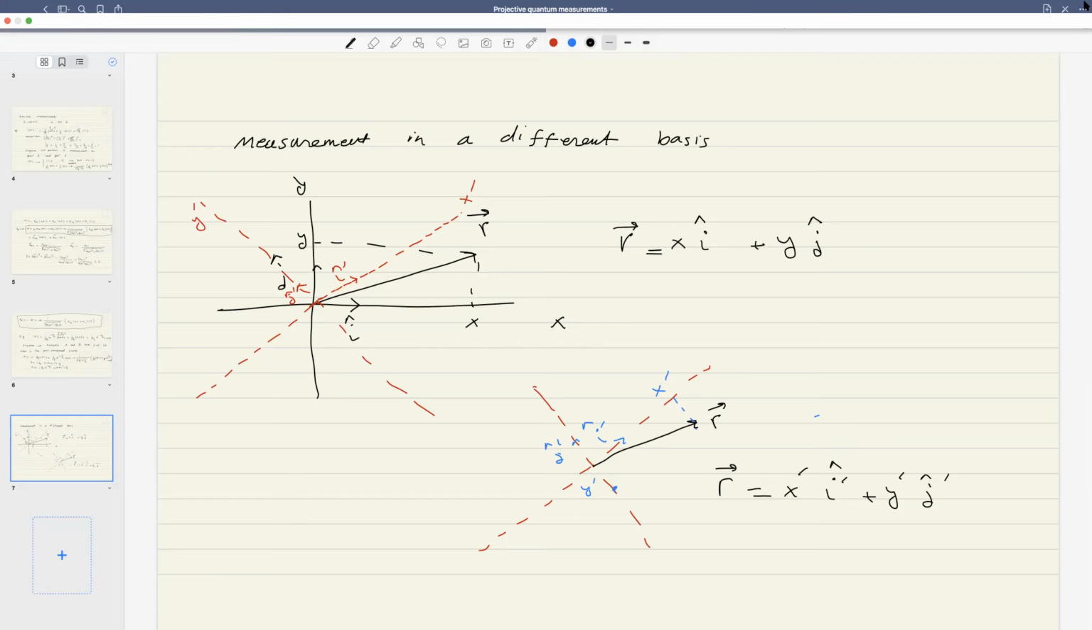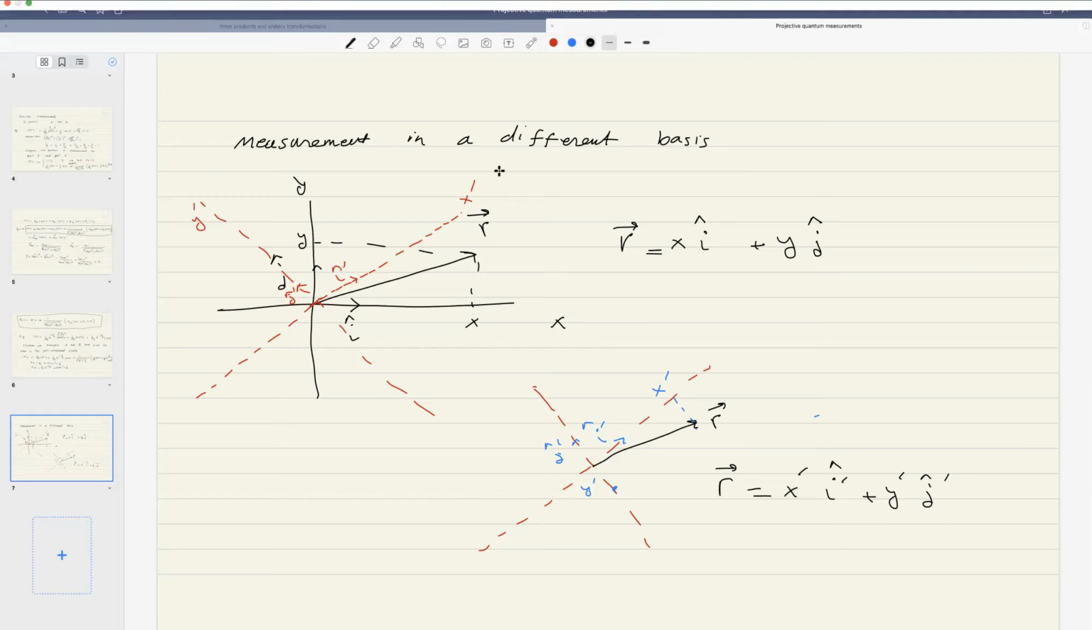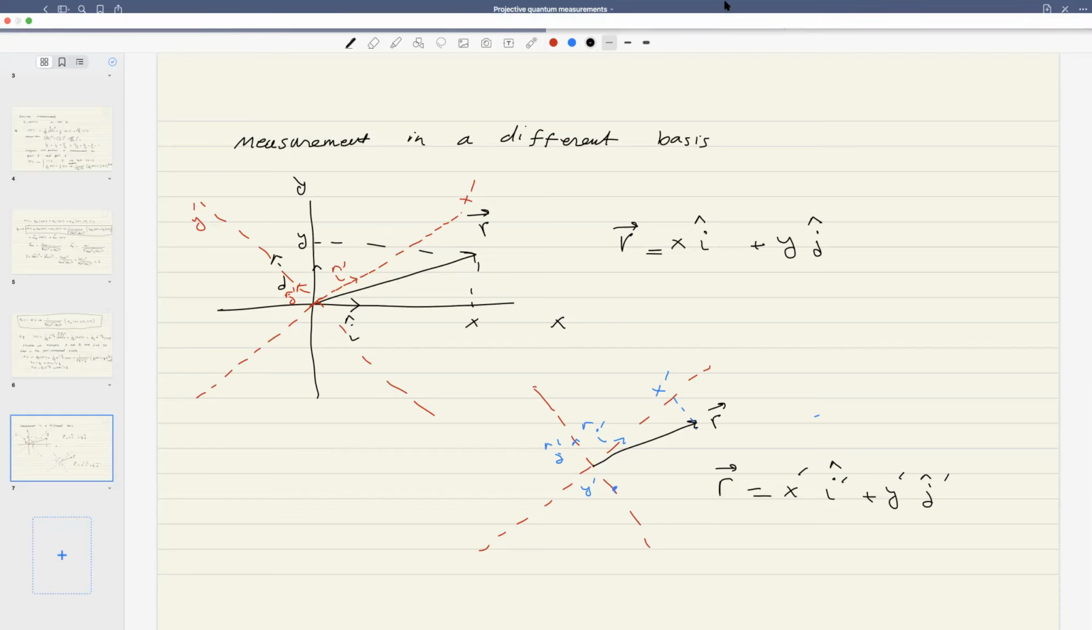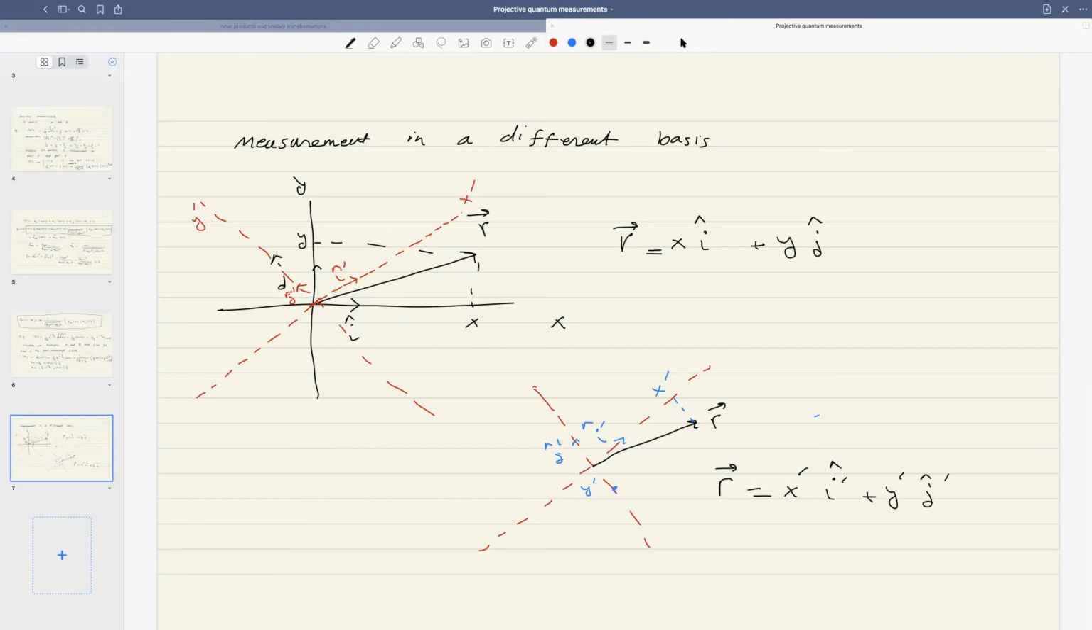Now, we can take some linear combinations of these two vectors in such a way that they're still orthonormal. They still have length 1, similar to this. Here we have two unit vectors, and the two are perpendicular to each other. Again, we can take two linear combinations that are orthogonal to each other. So that would also give a perfectly valid basis to write any state as a superposition.